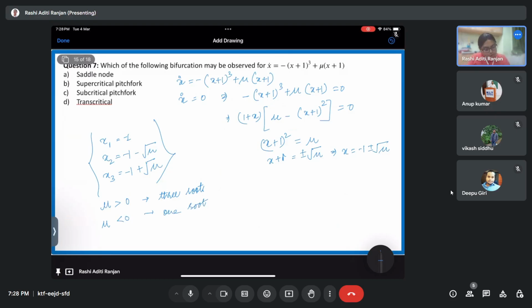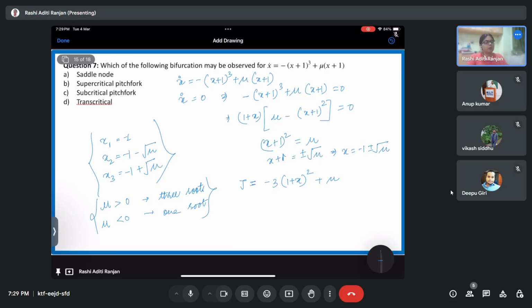Now I will talk about the stability, and on the basis of the stability we can say what kind of bifurcation is occurring. So we'll first compute the Jacobian, wherein we will differentiate. We are going to get −3(1 + x)² + mu. Correct? This is going to be my Jacobian.